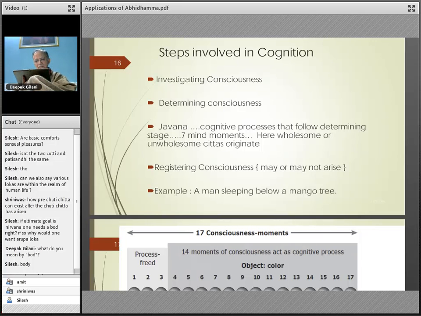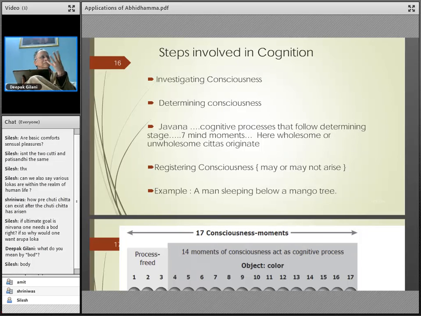That's all. So you can see the example which is given in the Abhidhamma Sangha is that of a man who is sleeping below a mango tree. I had mentioned it last time. Suppose a man is deeply asleep, and a mango falls from the tree on the ground, and there's a sound. If it is strong, then his bhavanga chitta will be disturbed, and there will be arresting.